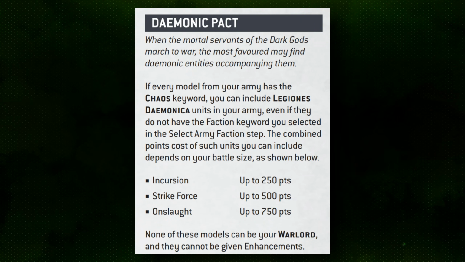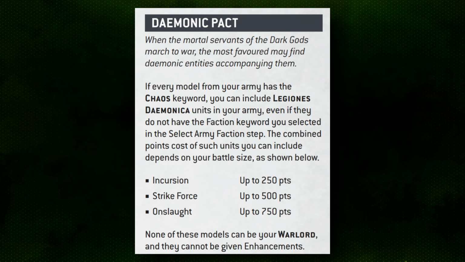And speaking of Chaos super faction abilities, Chaos armies, in addition to taking Chaos Knights and Titanic units, can also include Chaos Demons. Depending on the points value, so 250 for Incursion, 500 for Strike Force, and 750 for Onslaught, you can include Demons in a Chaos army.